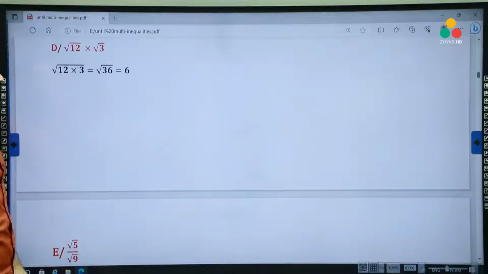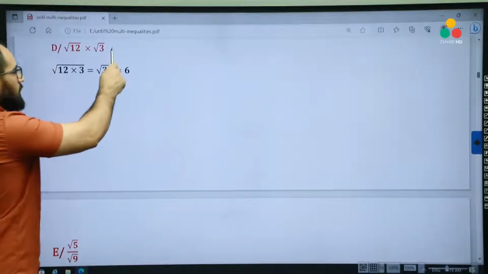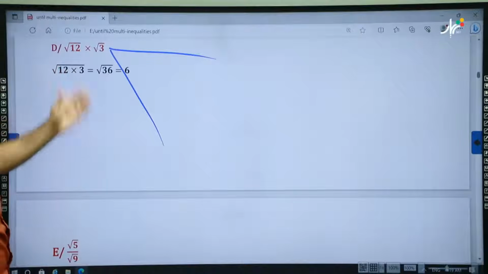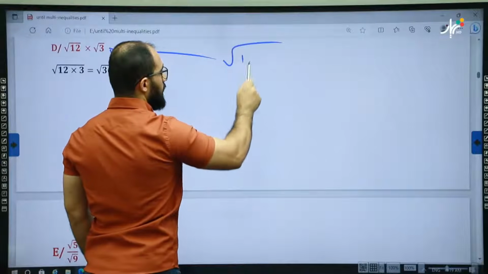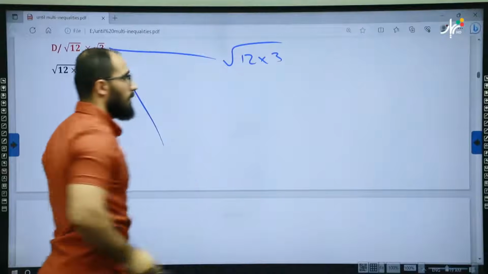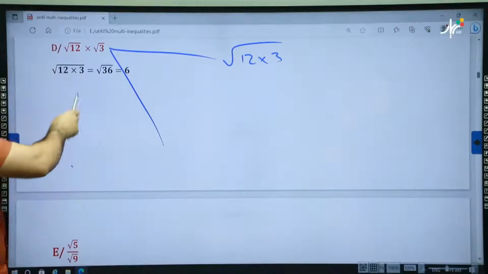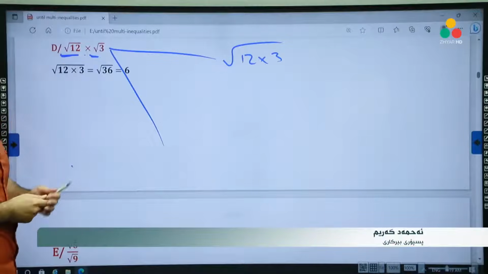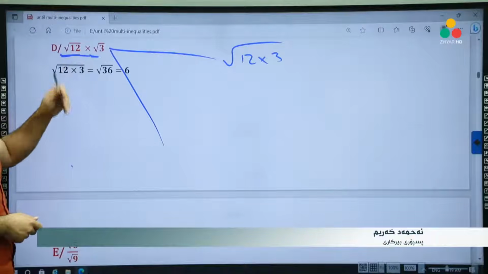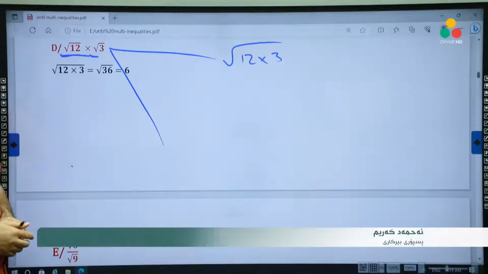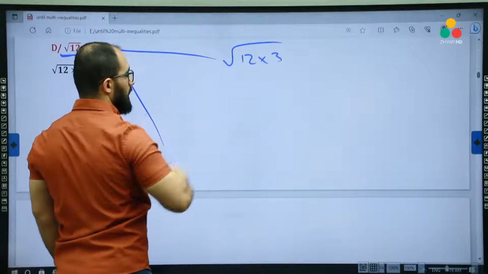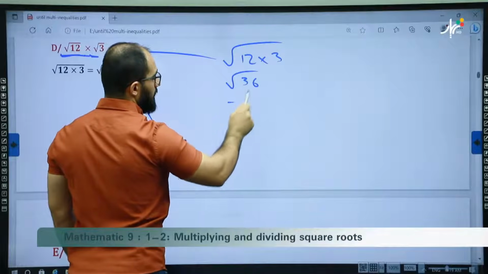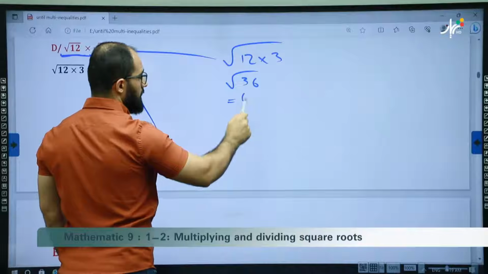The square root of 12 times the square root of 3. This question has 2 ways to solve. The first way is easy. We have explained in the beginning of the class that if you have them multiplied, we can write them as 1 square root. So it's going to be 12 times 3, which is 36. The square root of 36 is 6.